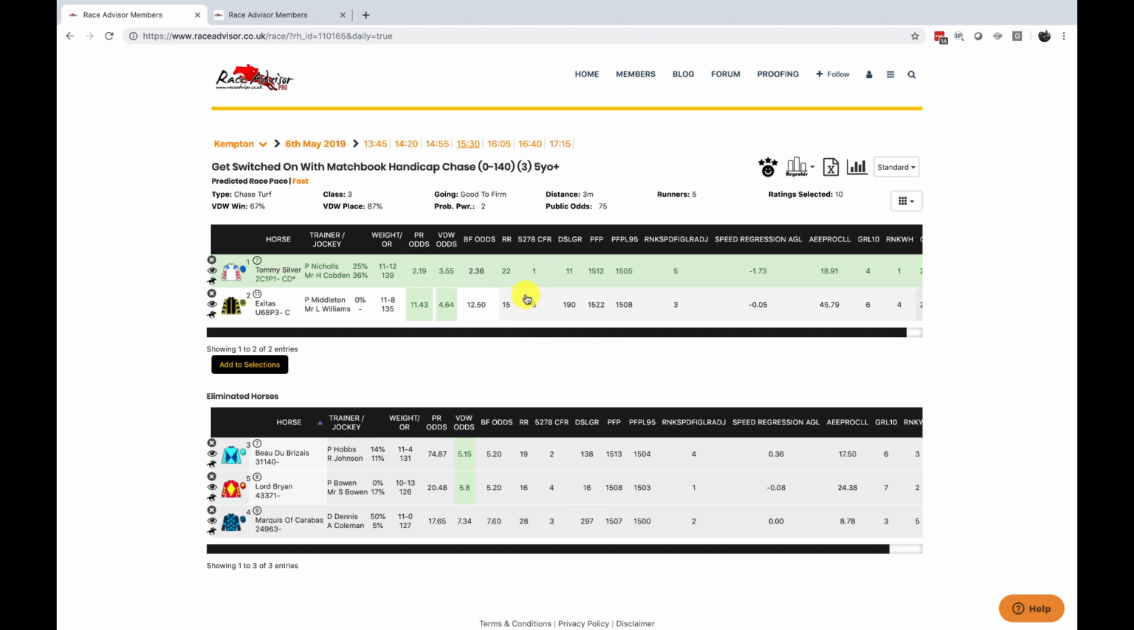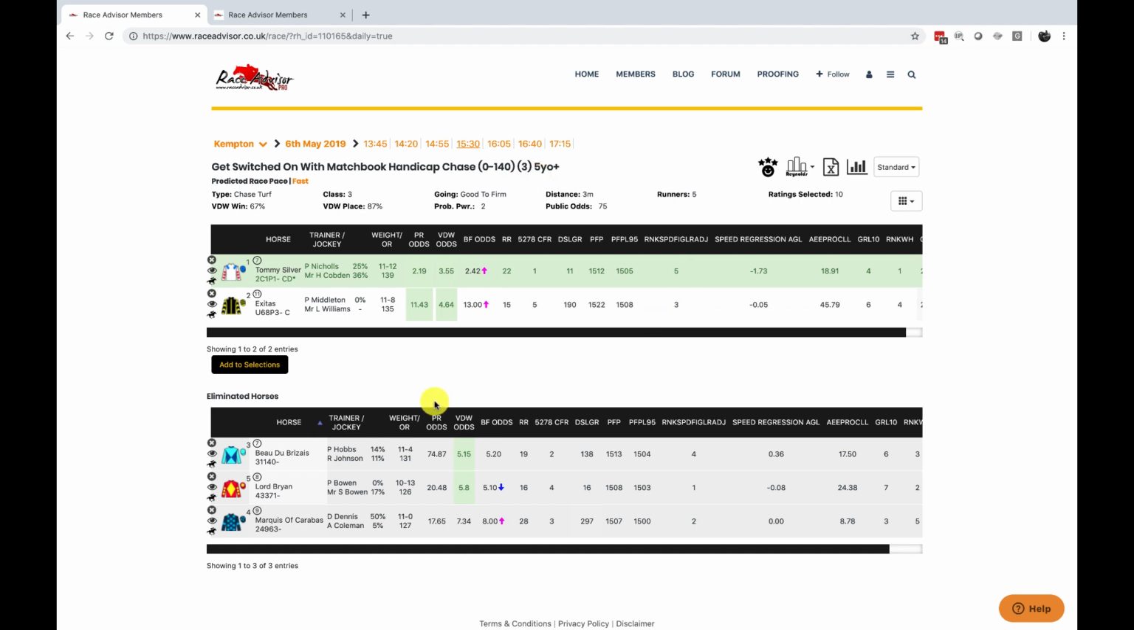We're left with these two horses here, and we can also see this is a course and distance winner over the same distance at this course. The star means that the horse is a course and distance winner over this same distance at the course. If it wasn't a star, it would just say it was a course winner and a distance winner, not necessarily at the same track. We can see that Exitas is a course winner.